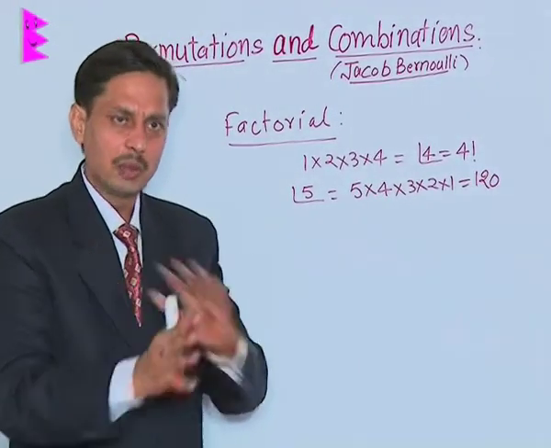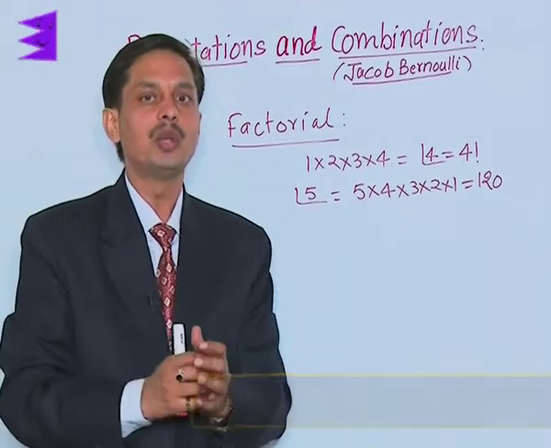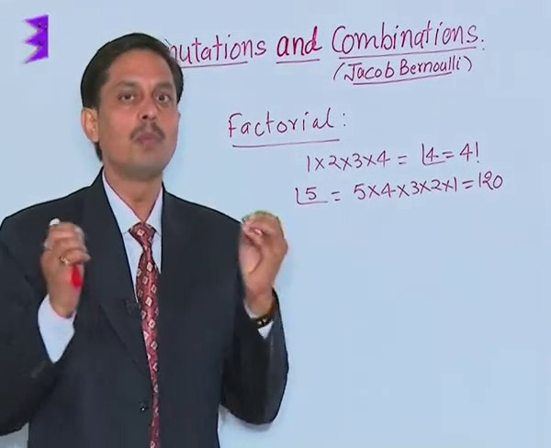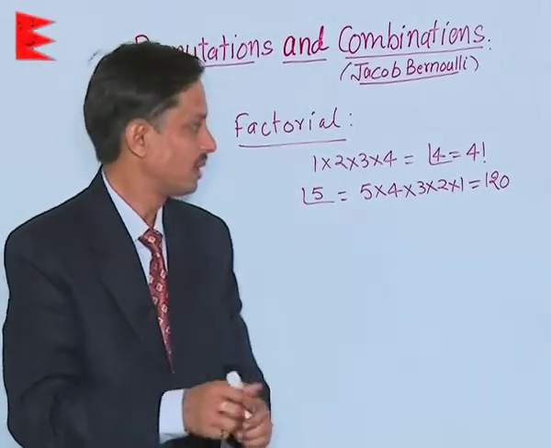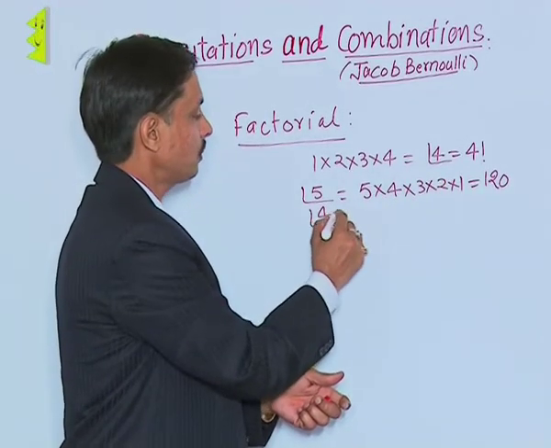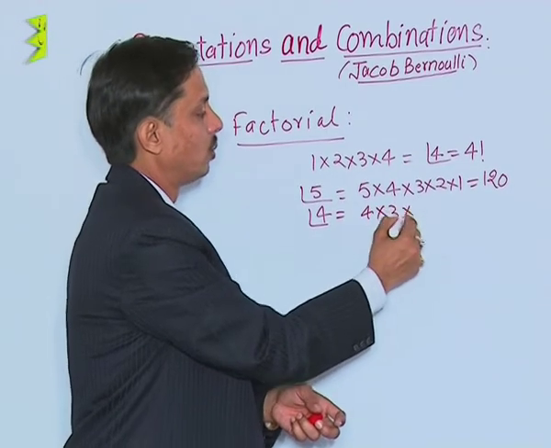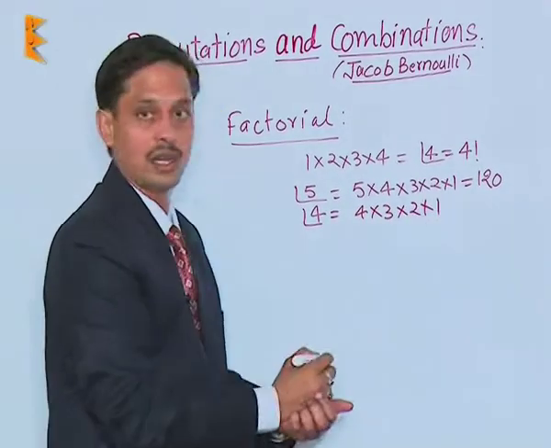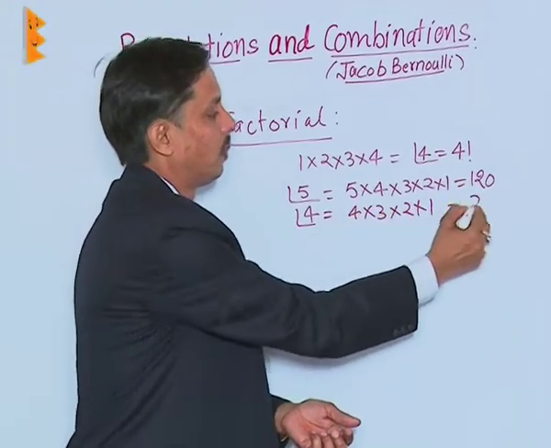It's very simple: whatever factorial is written, we just need to multiply the first n consecutive natural numbers. You can understand the answer of factorial 4. The answer of factorial 4 is 4 into 3 into 2 into 1. So 4 3s are 12, 12 2s are 24.